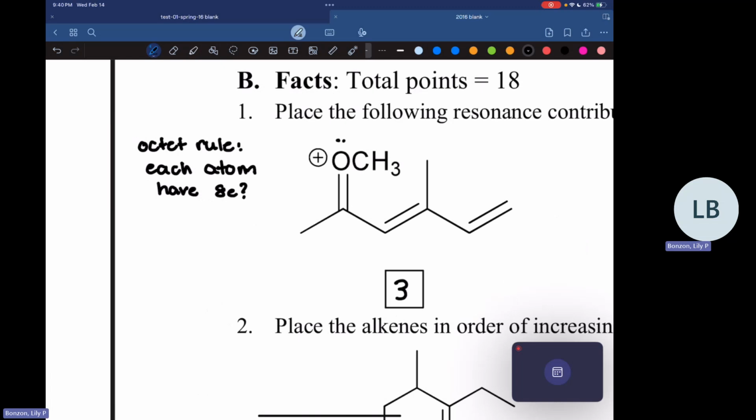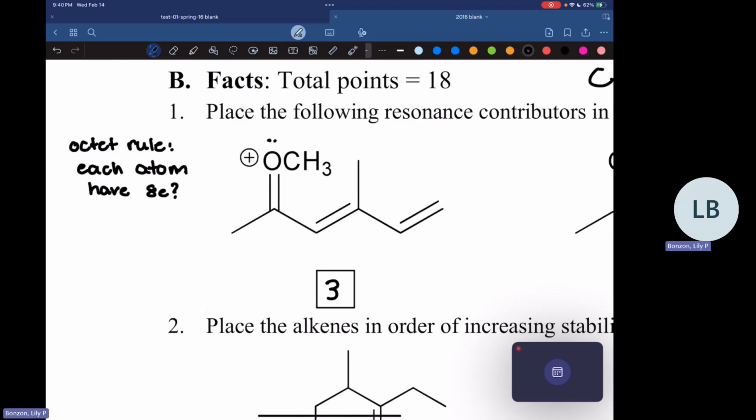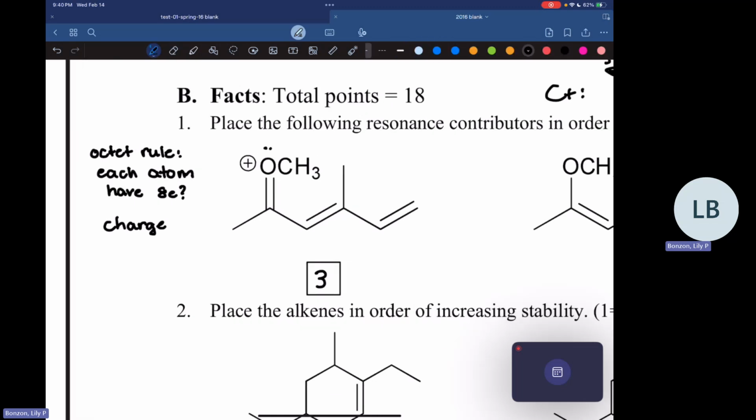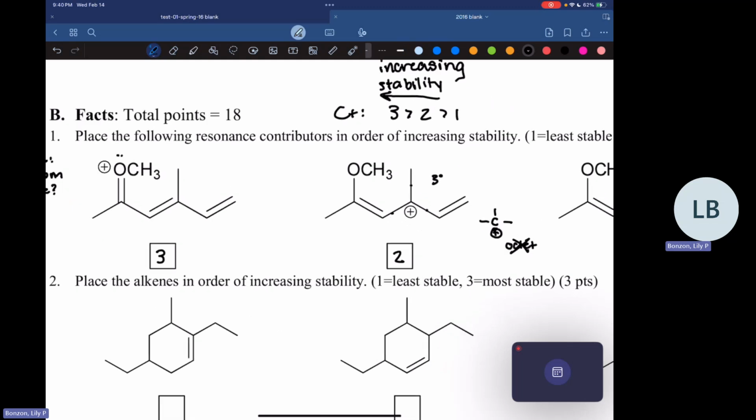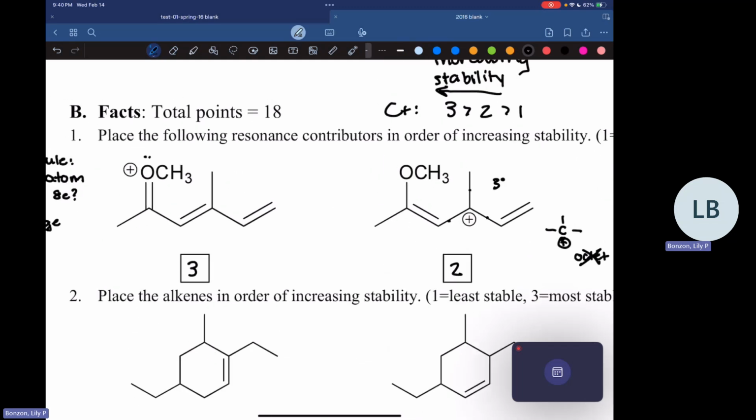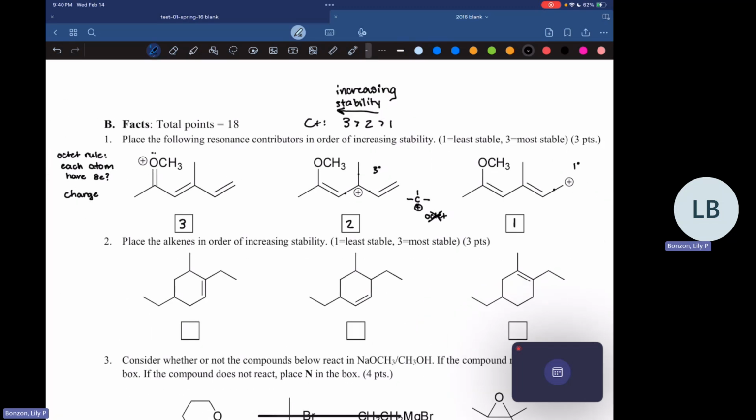And so another factor that we sometimes consider for these is the charge of the atom. But don't get confused. Even though oxygen is electronegative and is less stable with the positive charge, this octet rule is going to overrule that charge factor. The octet rule is going to be the big one that you want to look for. So that's why we went with the left as number 3 instead of the middle.